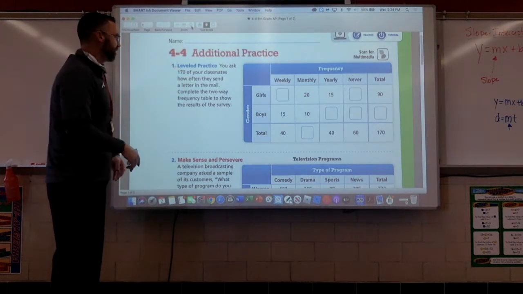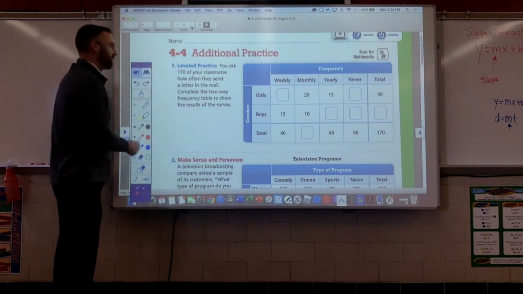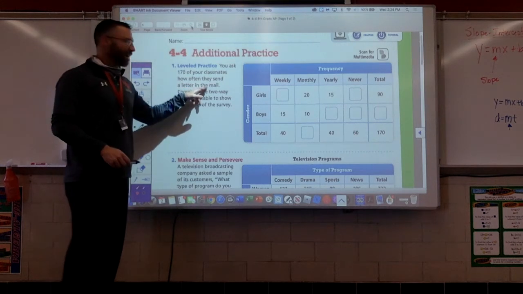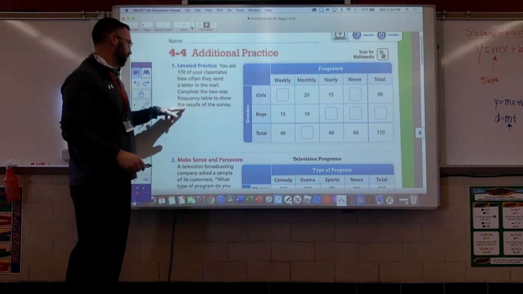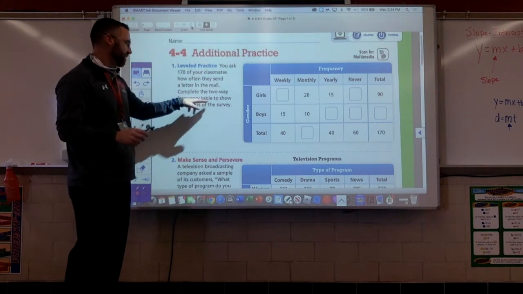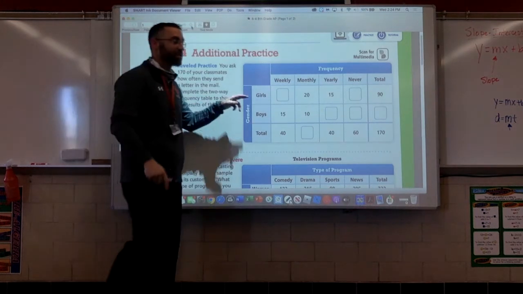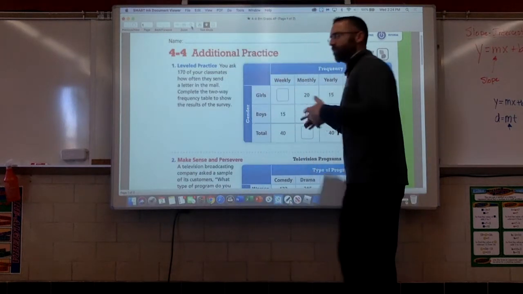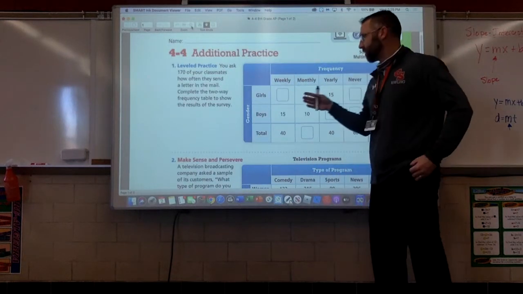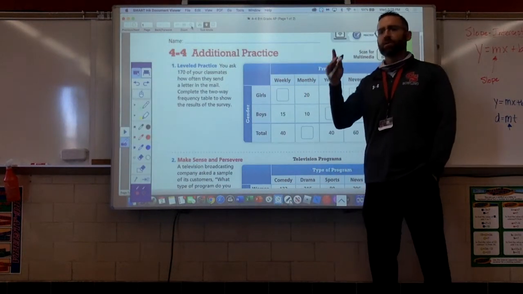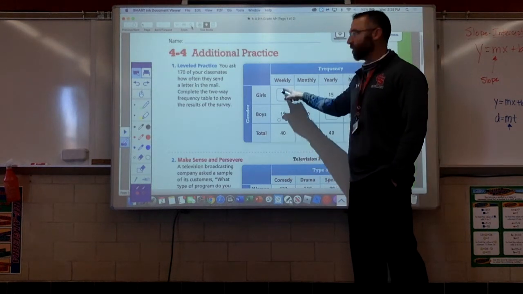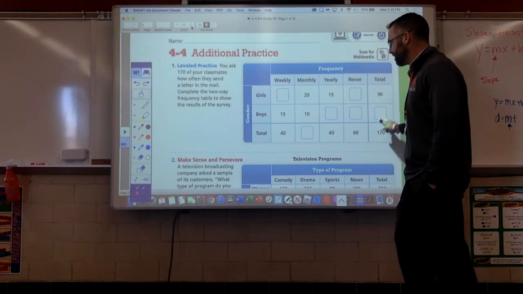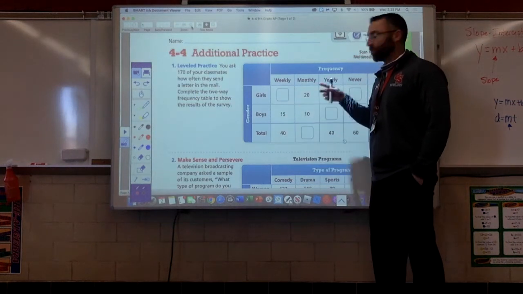You ask 170 of your classmates how often they send a letter in the mail. Complete the two-way frequency table to show the results of the survey. Not bad. Now if you remember back to the key concept, Mr. Friggy said, look for a row or column that's missing one item. Well, boom, right here. As we start to fill in all of these values, look for one where it's missing just one.